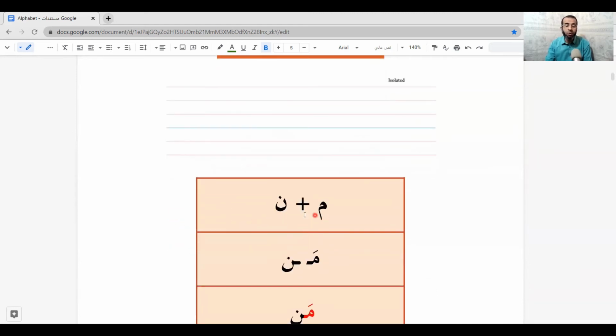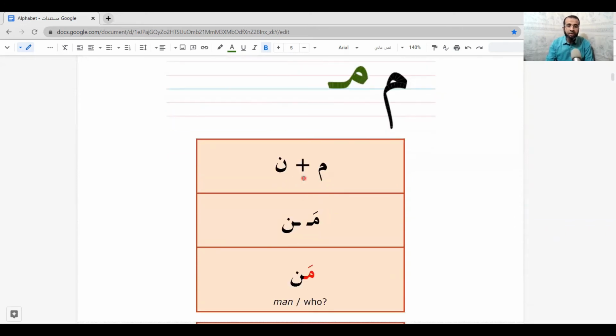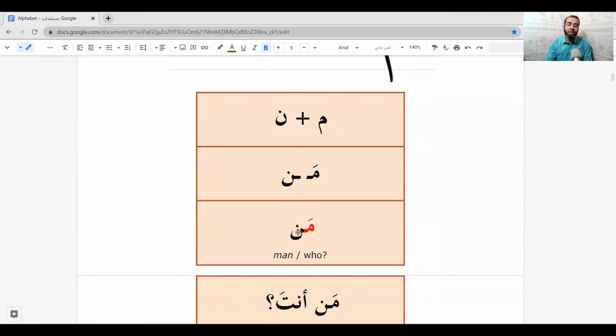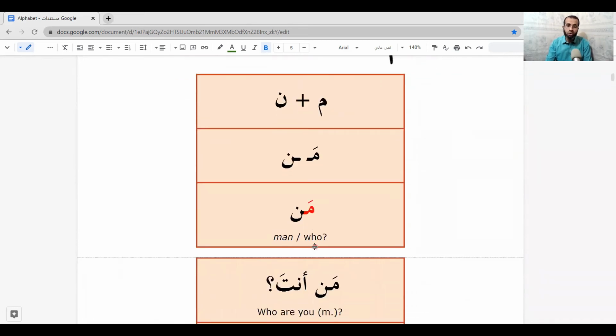Let's study this small word. It's composed of only two letters. The first is meem, and the second is noon. And meem here, as you see, has fatha. So we say ma, followed by na. So it will be man. Man means who.